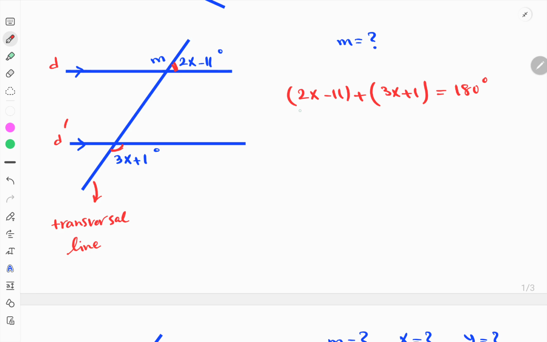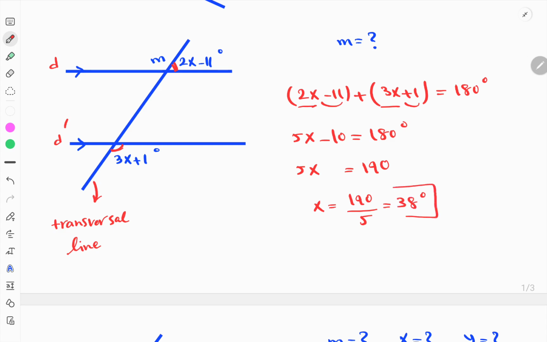Just need to collect like terms. 2x and 3x give us 5x, minus 11 plus 1 is minus 10 equals 180, and if we add 10 to both sides, we will have 190, and x is 190 over 5, which is 38 degrees, the value of x. But in this question, we are going to find the value of m.